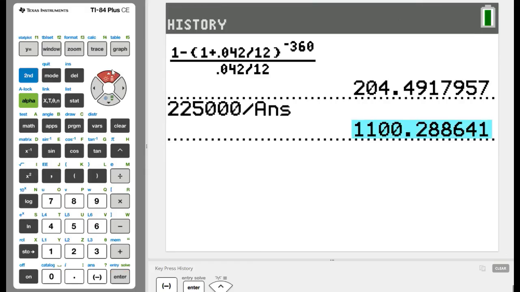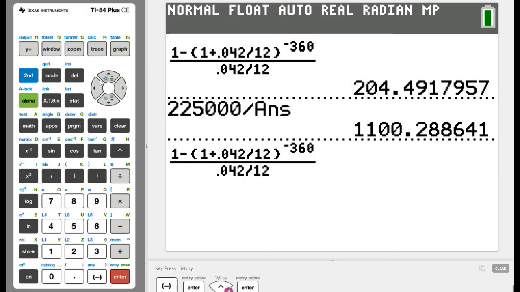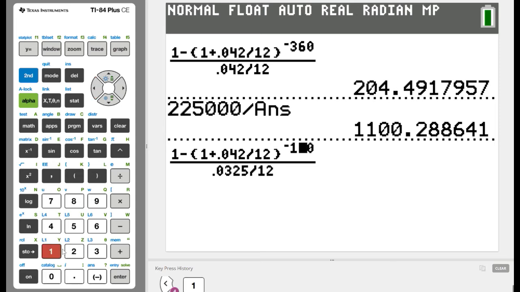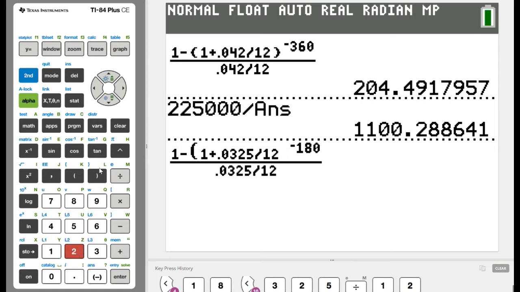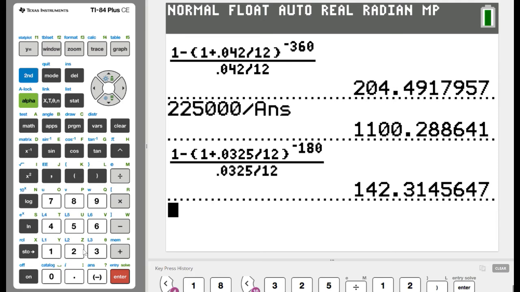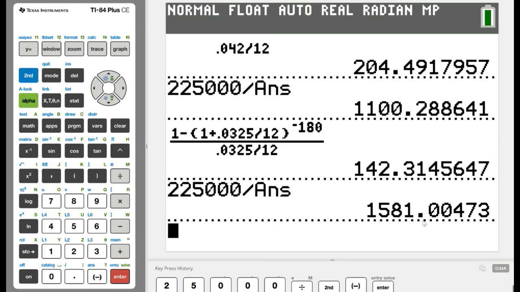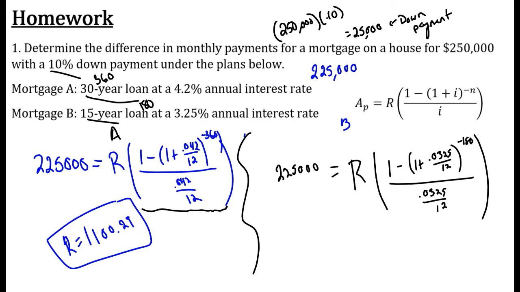And watch this. Since I have a TI-84, I'm just going to go up and steal this one and change it. Well, it became 0.0325 divided by 12, to the, well, we want the negative 180, and we're going to do 0.0325 divided by 12. And we're going to get that number, and I'm going to do 225,000 divided by that crazy fraction I just typed in to get 1581. So the monthly payment there would be $1,581.